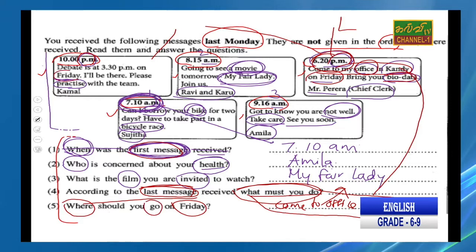They have provided Friday. Here you have to do Friday. What will you do? Here the debate is at 3:30 p.m. on Friday. So they have considered that date. So the time, the program, the debate will be taken, contacted on Friday. Here you should come to Candy. You should come to office in Candy on Friday.